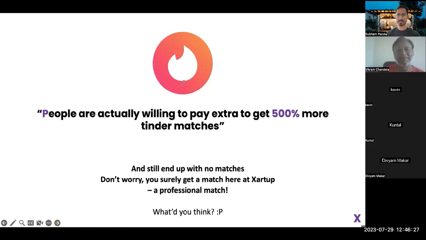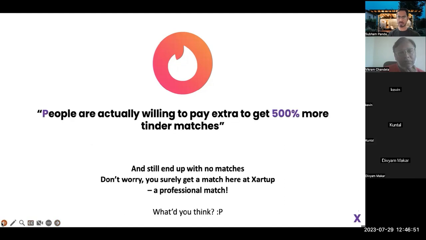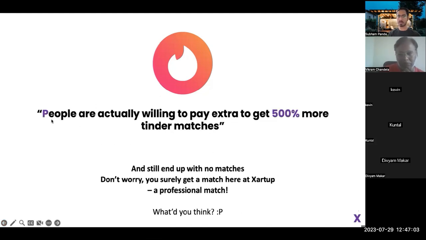Fair hypothesis, right? Fair problem. People are willing to pay extra to get 500% more Tinder matches. It's a hypothesis. So here's the question: how will you help my team member come up with the leanest approach to validate her hypothesis that people are willing to pay extra to get 500% more Tinder matches?